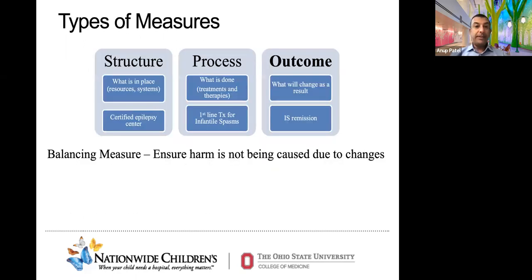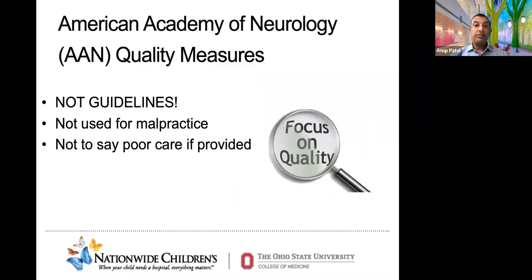But there are three types of measures that most people are familiar with: structural, process, and outcome. The biggest thing for you to know is that outcome measures are obviously the ones where the rubber hits the road. This is where the patients get better. So for the example listed here, it's infantile spasms remission, right? That's what we care about. But it's also important to keep track of other types of measures, meaning, is there an opportunity to make sure there's no harm being done elsewhere in the system because of the changes you're making? We call that a balancing measure.